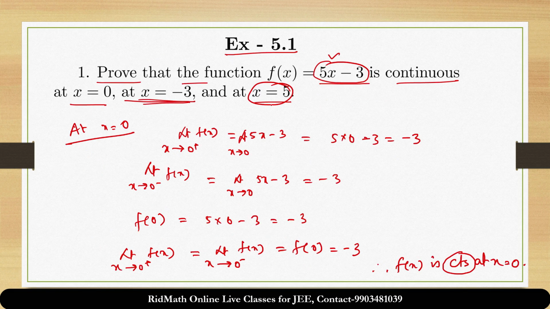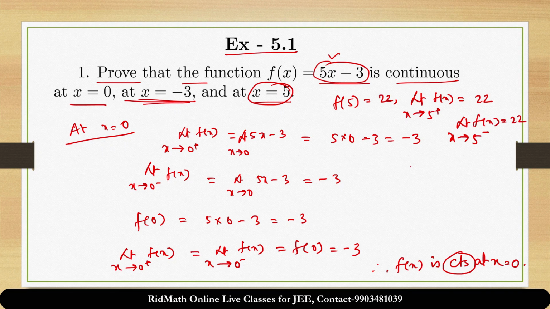So for x equal to 5 we will get f(5) equal to 22, and limit x tends to 5 plus f(x) is also equal to 22, and limit x tends to 5 minus f(x) is also 22, and hence f(x) is continuous at x equal to 5.